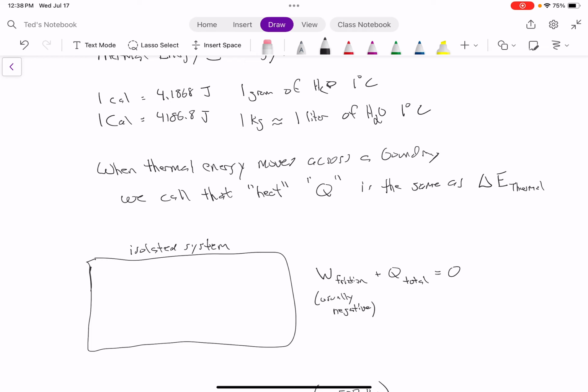So when thermal energy moves across a boundary, it could be from one object to another object or from one side of the object to another side of the object. When thermal energy is moving, we call that heat. The symbol we use for heat is Q, but it's really just thermal energy. It's how much thermal energy has been moved to cause something to happen.